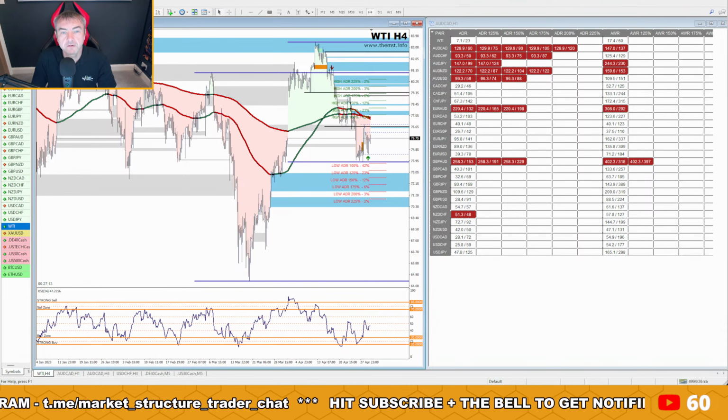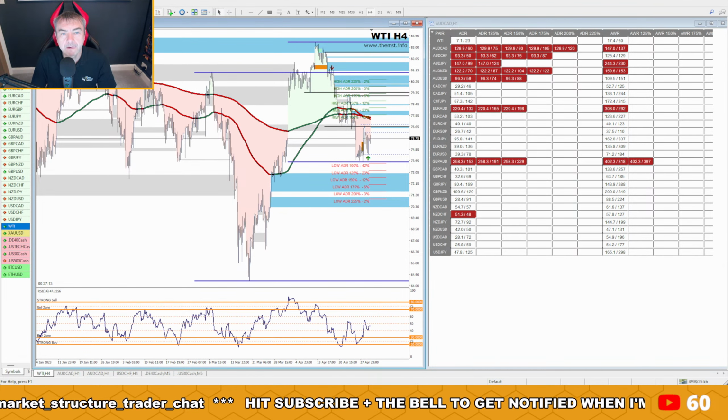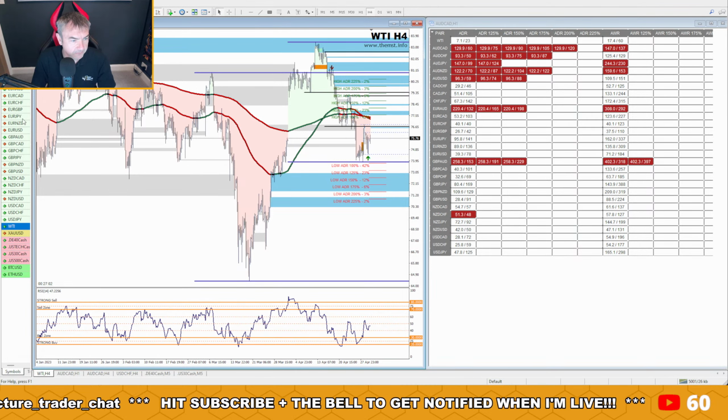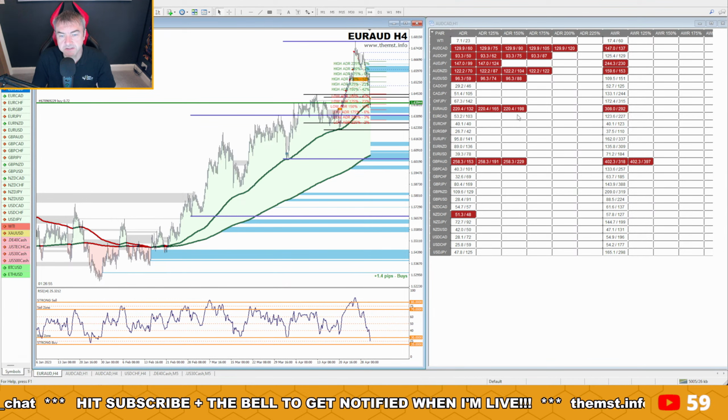Aussie dollar yen in terms of RSI. What did you say, euro odd? I haven't said anything about euro odd yet, I don't think. Oh, it's an ADR extension.